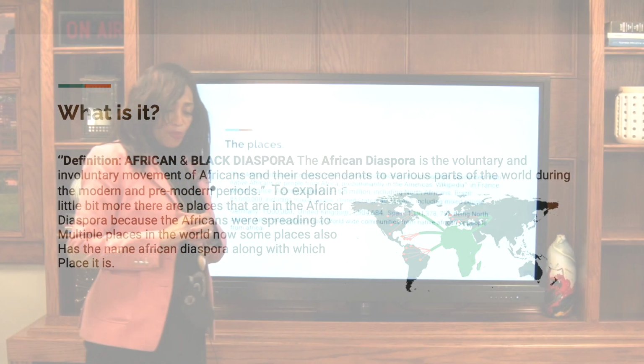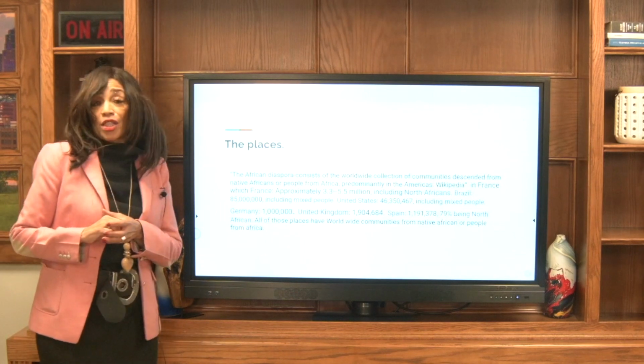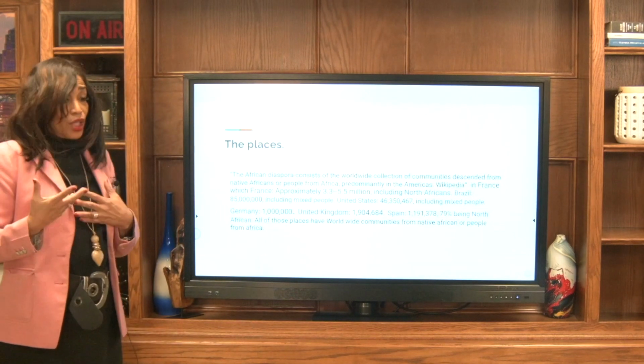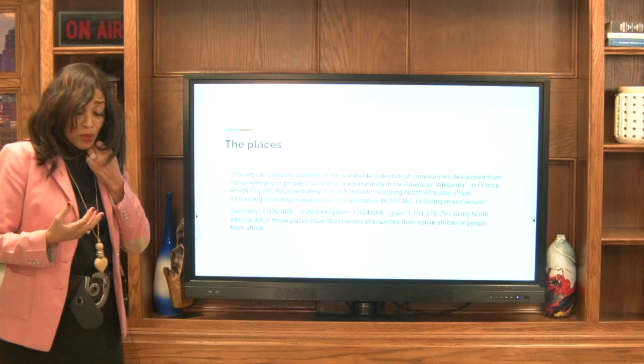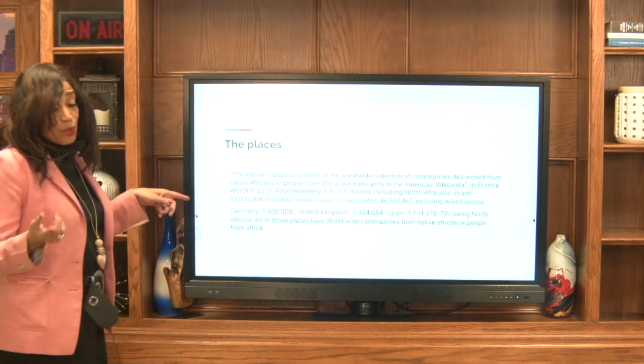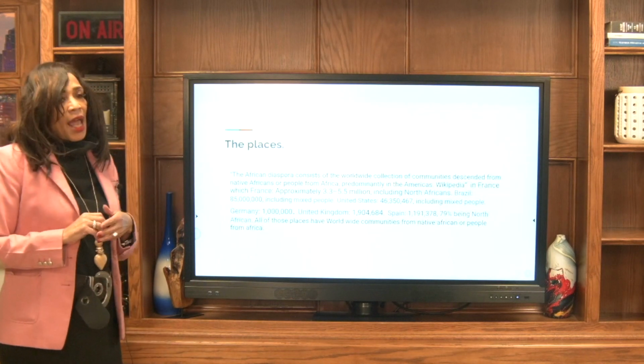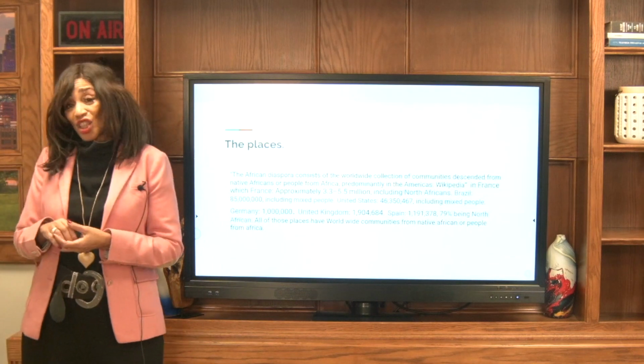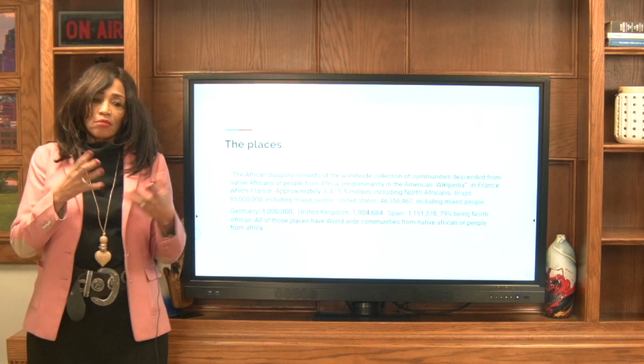There's more than one diaspora as well. There's a Jewish diaspora. Other groups had diasporas, but the African diaspora is by far the largest diaspora and the most well-known.